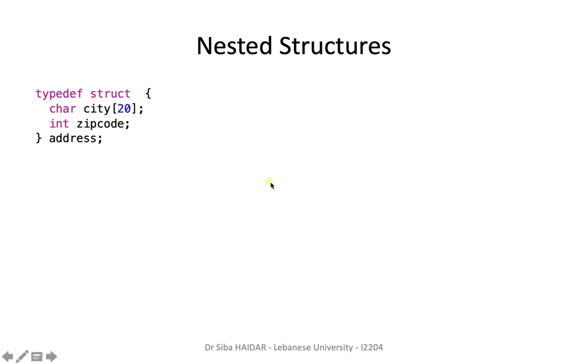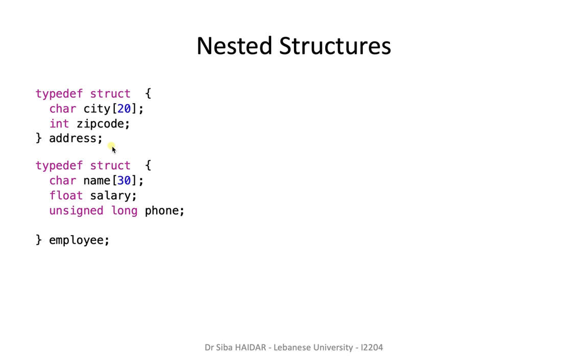Let's take an example. Suppose we want to define the structure address that can hold the address of a certain person, which are the city and the zip code, for example. I can add this information to the employee structure. So I want, in addition to the name, the salary, and the phone, I want to know the address of my employee. So I can simply declare here a field of type address, address ADDR.